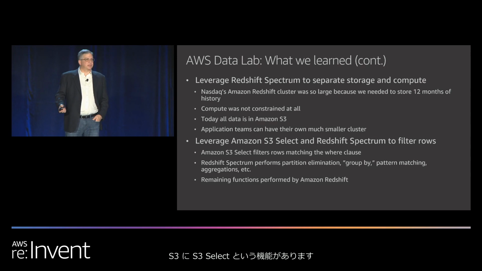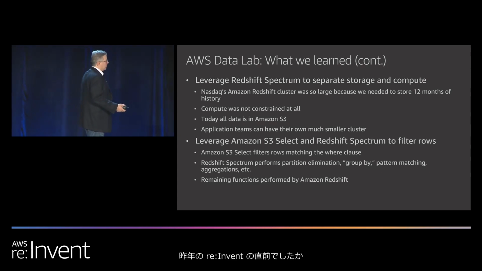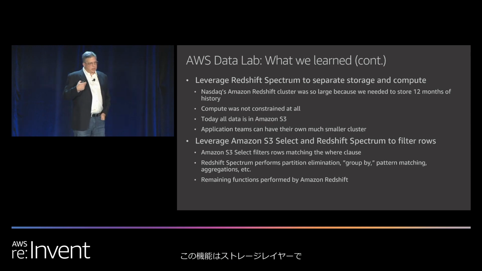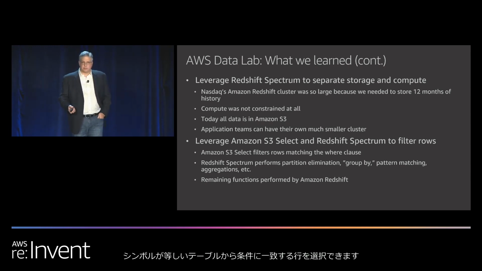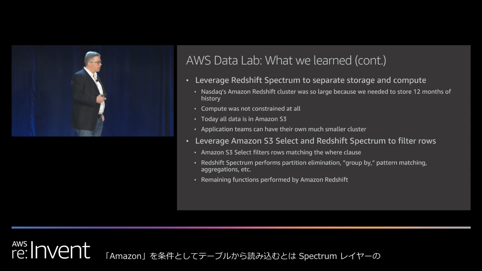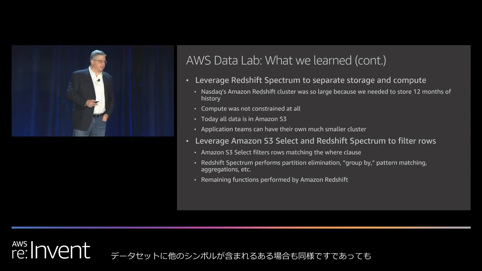S3 has a feature called S3 Select. I think we released it last year, maybe right before re:Invent last year. It's able to filter data at the storage layer. Select rows from table where symbol equals Amazon is only going to return the Amazon rows to the Spectrum layer, even though there could be other symbols in that data set.